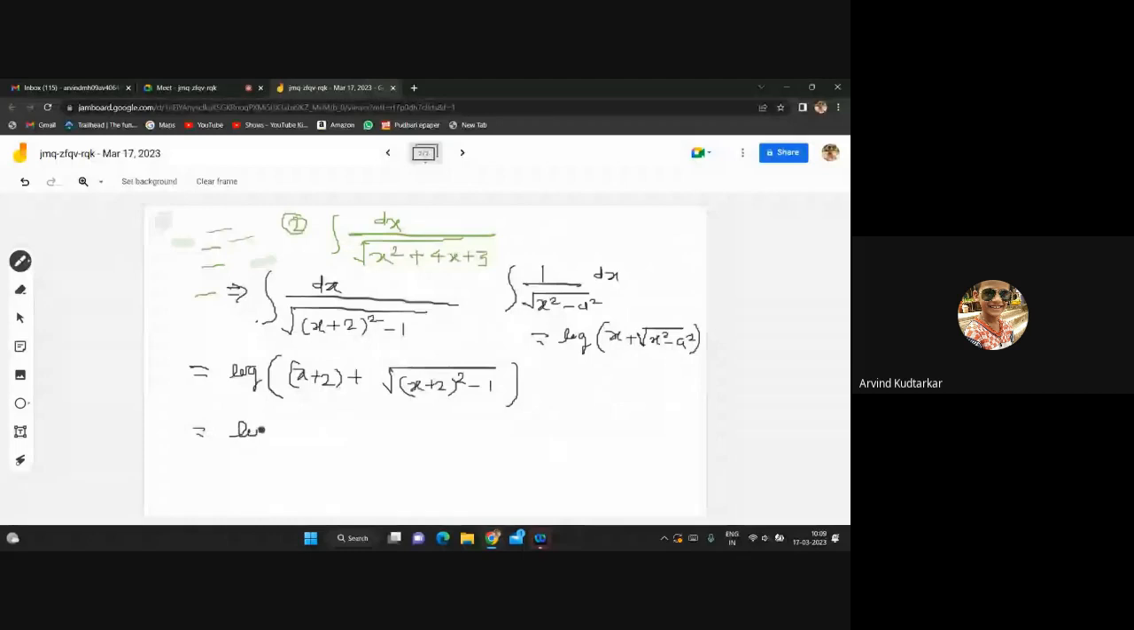That is log of x plus 2 plus root of, the expansion is what you will get the same, that is x square plus 4x plus 3. And this will be the correct option for this integral. So if you know the results from the integral having the polynomial, we can get the solution, or having the fractions we can get the solution.